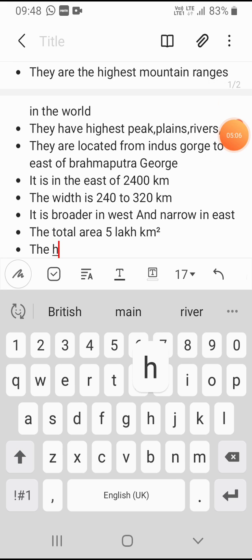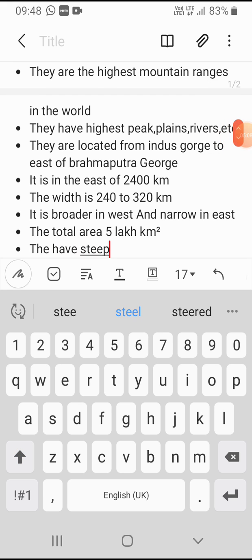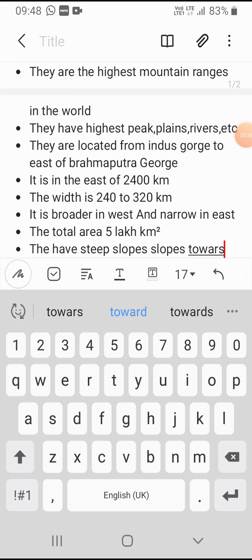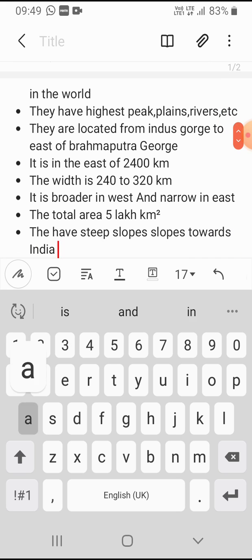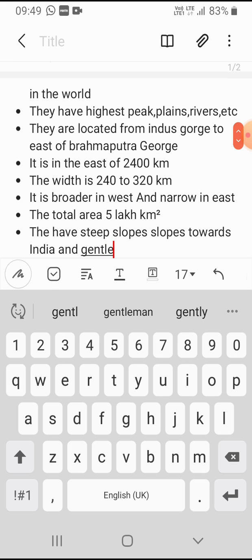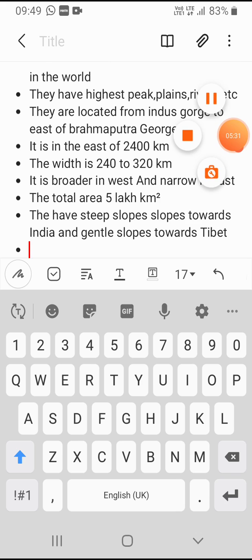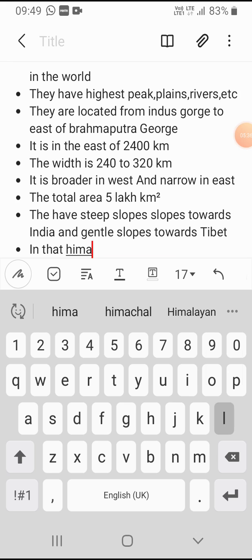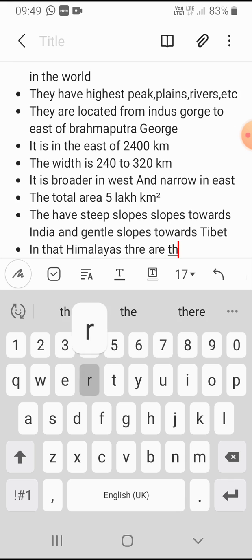They have steep slopes towards India and gentle slopes towards Tibet. In the Himalayas there are three ranges.